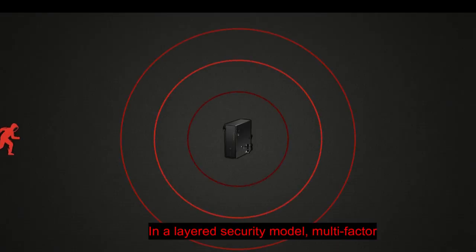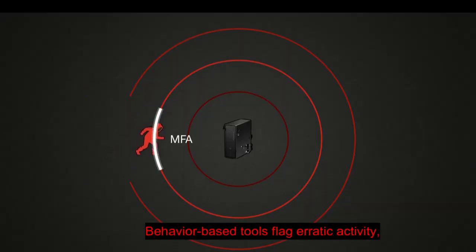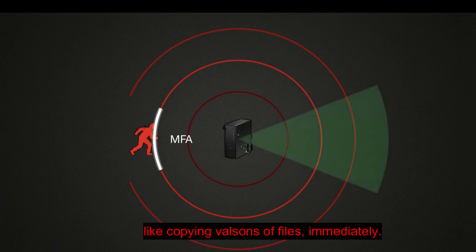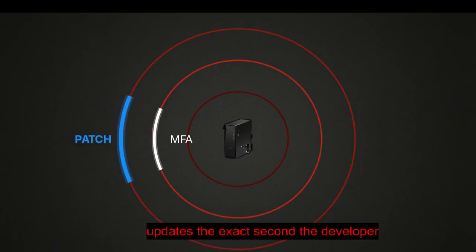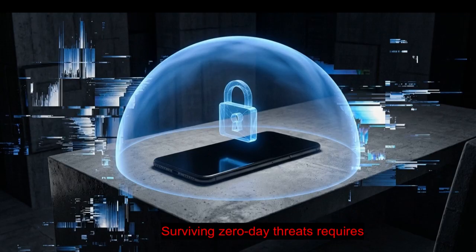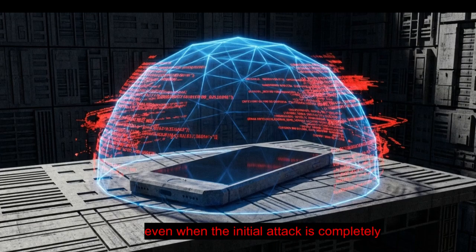In a layered security model, multi-factor authentication is a locked secondary gate stopping attackers who bypass passwords. Behavior-based tools flag erratic activity, like copying thousands of files, immediately. Finally, configure devices to install updates the exact second the developer releases the patch. Surviving zero-day threats requires proactive, behavioral habits that keep your digital life locked down, even when the initial attack is completely invisible.